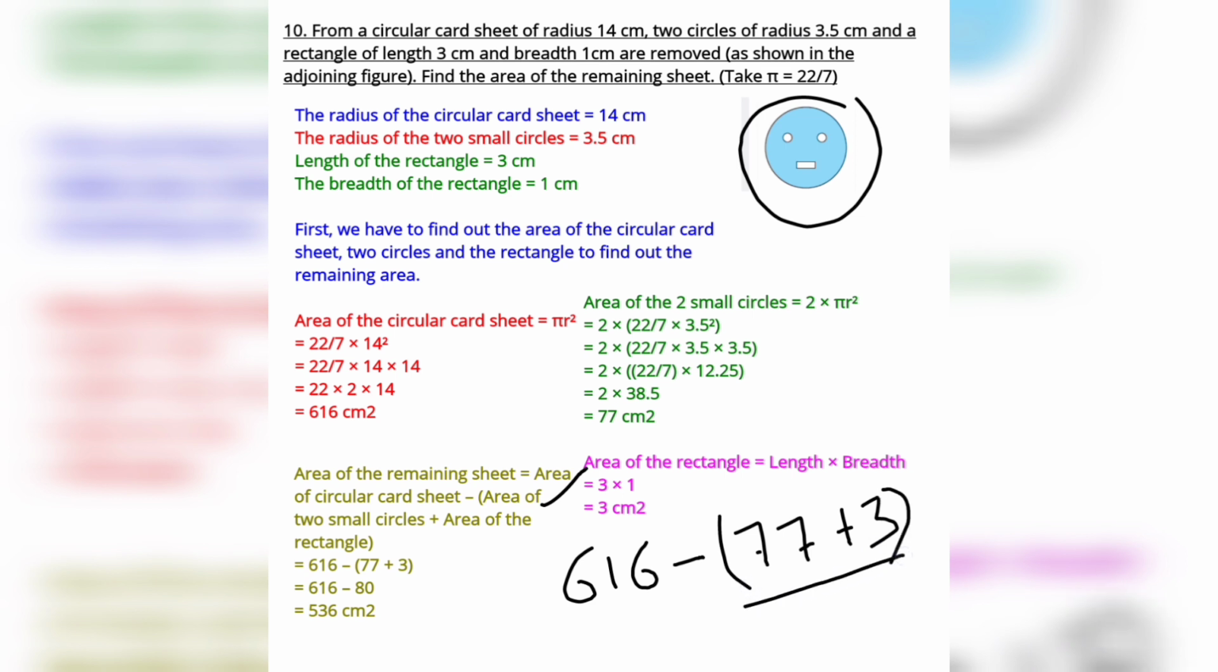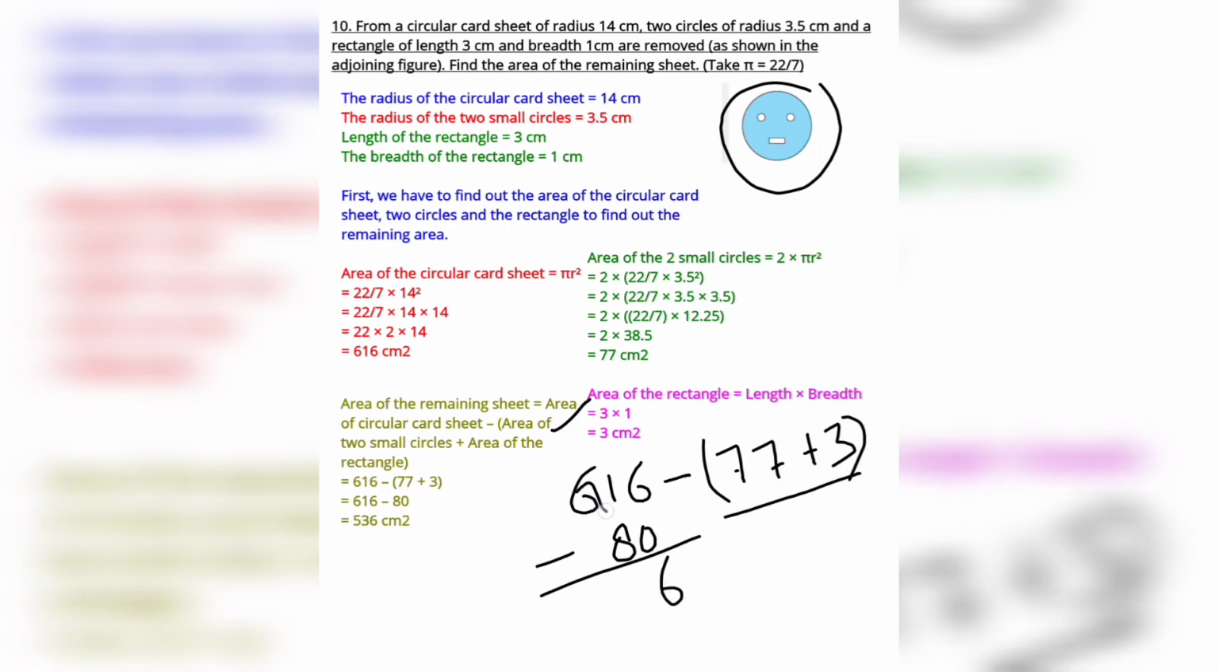So first we'll add them. 77 plus 3, 80. Now you will subtract 80 from 616. 6 minus 0, 6. 1 carry. 11 minus 8, 3. Here it is 5. So 536 centimeter square is the area of remaining sheet.